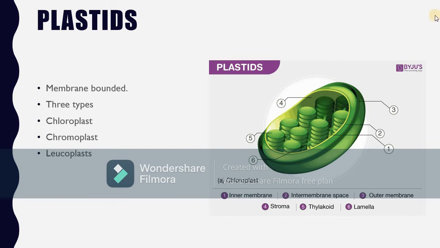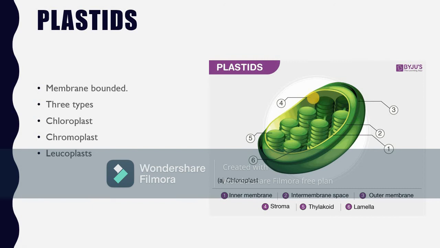There are sac-like structures present here. You can see that these are the sacs. These are called thylakoids. And then the stack of thylakoids is called a granum. This one is called the thylakoid, while this whole stack is called the granum.